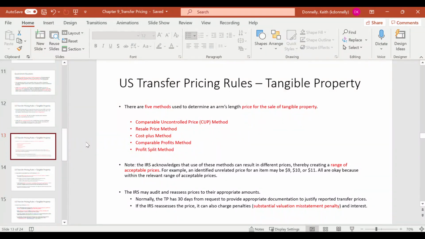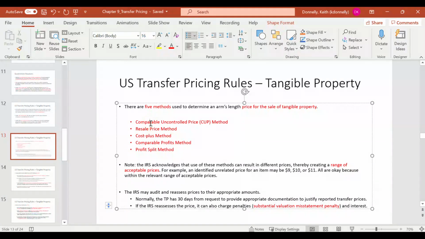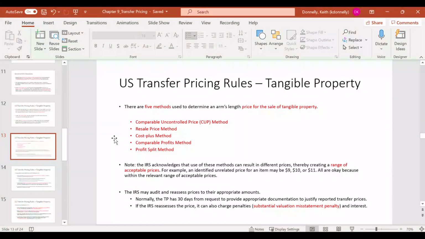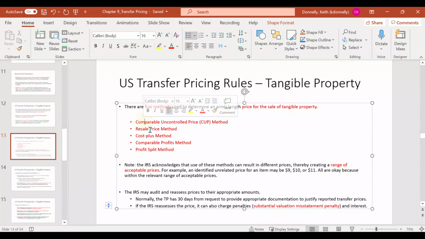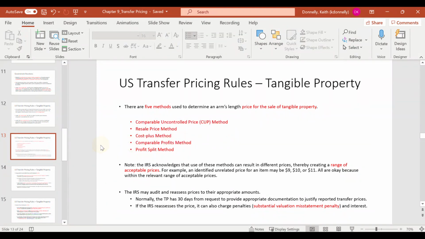One of the things that's important to note here is that they're not going to give you the same price, right? They may give you a range of acceptable prices. So maybe if you use this, the price would be $9. That you use 10. That you use 11. As long as it's within reason, right? It's a reasonable amount within a range. That's okay that it's different. If this was 9, this was 10, this was 11, and then you use this method and you charge 40, that's not going to be reasonable. But there is a reasonable range here.